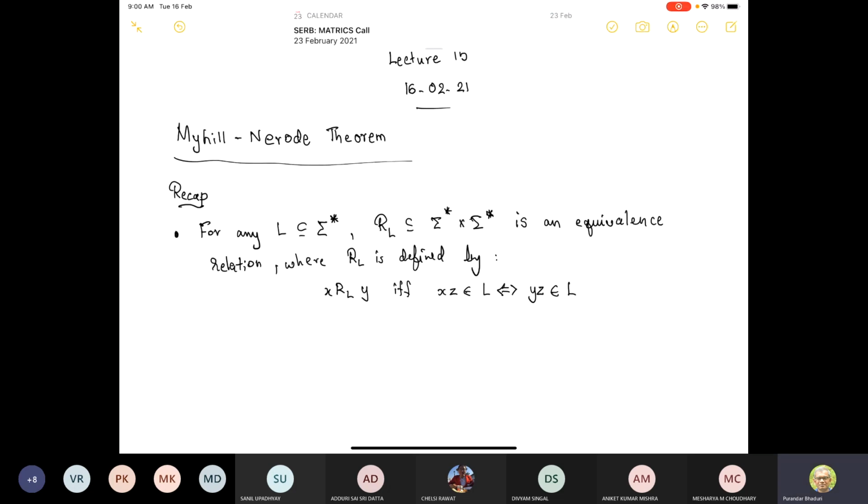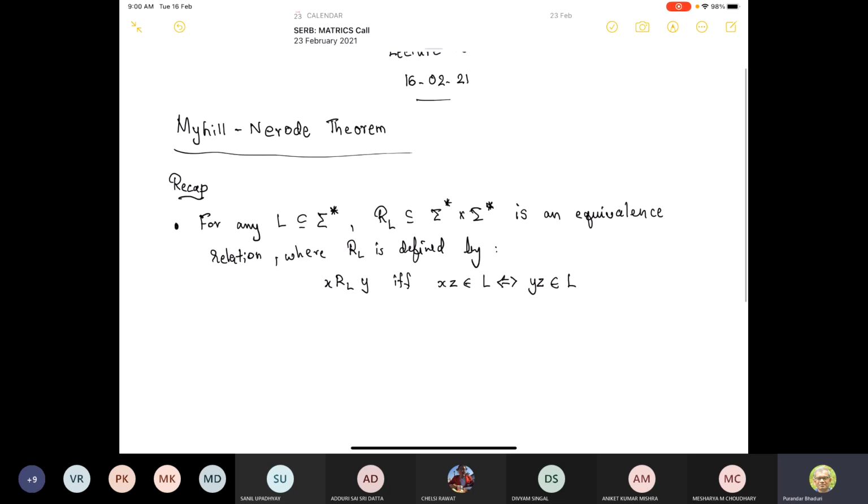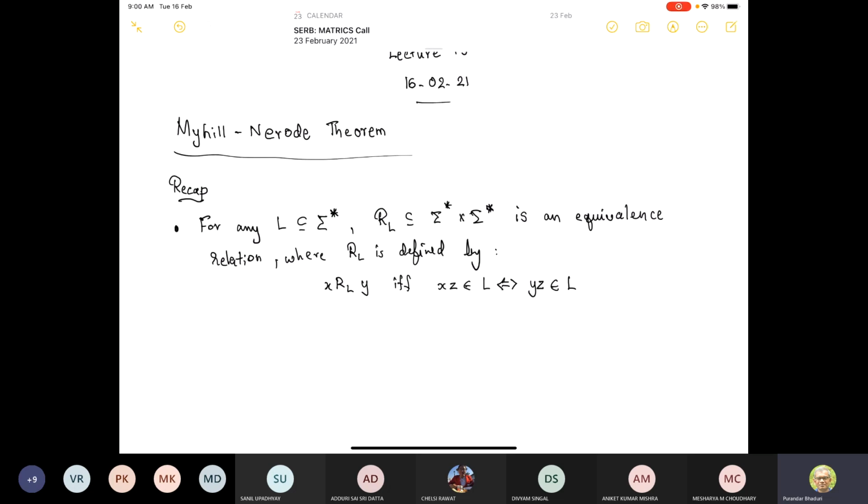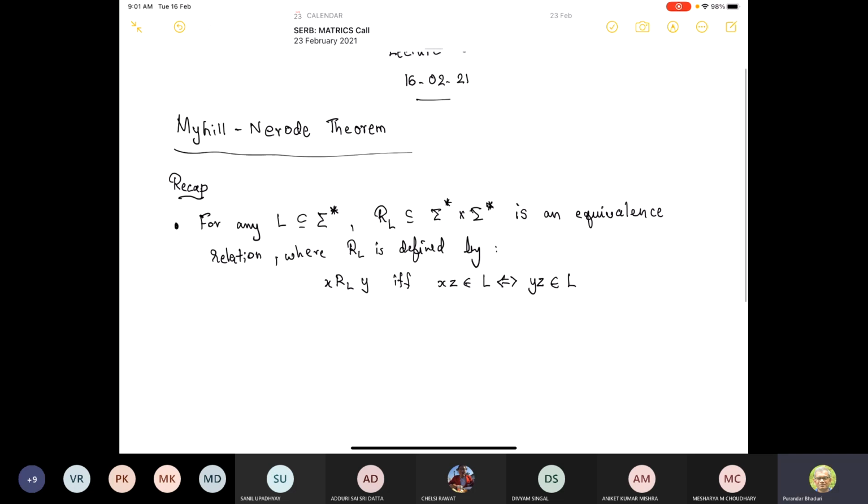So last time, we were leading up to the Myhill-Nerode theorem, and we defined some equivalence relations and a few terms. First of all, for any given language L, and L need not be regular, you can define this equivalence relation RL, which is defined as follows. X is related to Y if and only if either both XZ and YZ belong to L, or neither of them belong to L. So that's the first relation we defined.